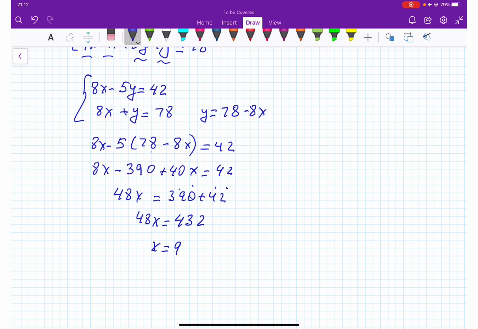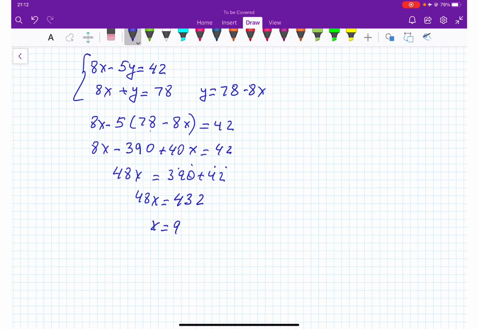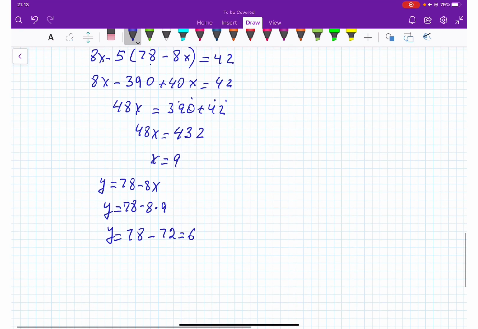Okay, so now let's find y. Y is equal to 78 minus 8x. Here it is, I'm taking it from here. So y is equal to 78 minus 8 times 9, which means y is equal to 78 minus 72, which is equal to 6. And we have x is 9, y is 6.